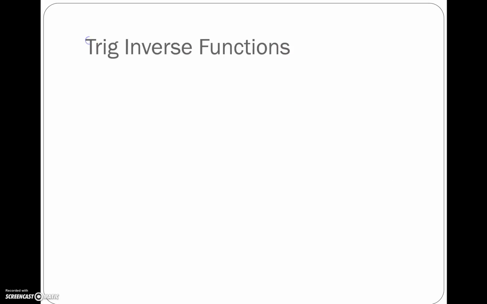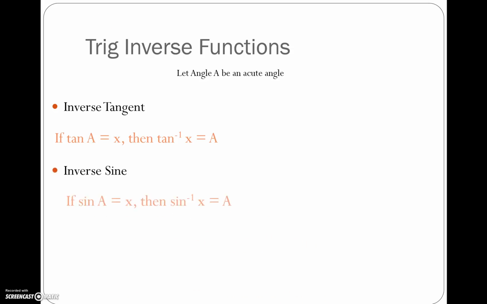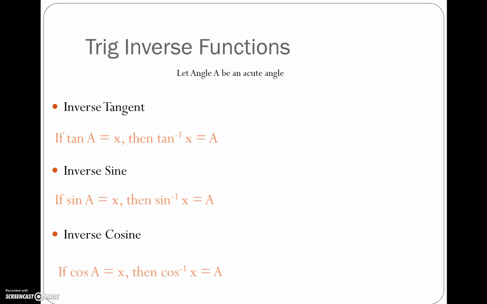All right, so for our trig inverse functions, we're letting angle A be an acute angle. Remember, there are two acute angles in a right triangle, so it could be either of those. If tangent of A is equal to x, where x is some ratio, we do the tan inverse of x, and when we put that into our calculator, it spits out the actual angle measure. The same thing happens for our inverse sine and our inverse cosine. So everything is the exact same thing.